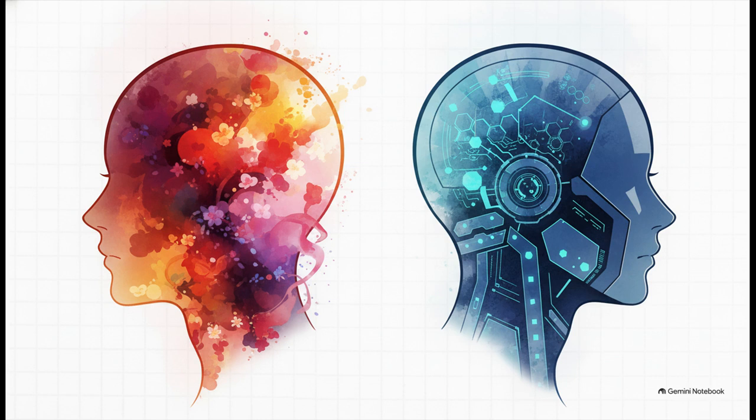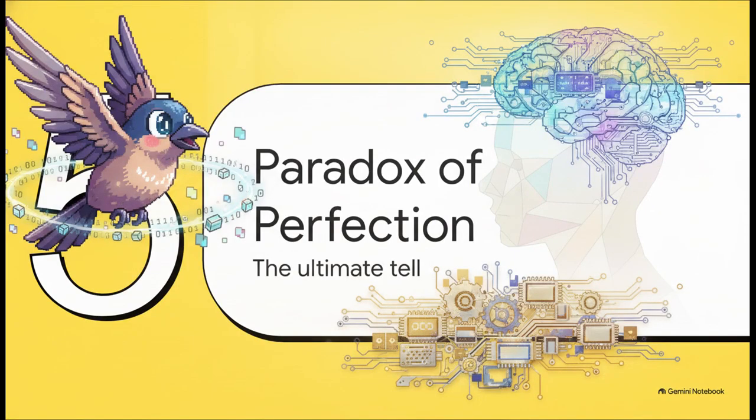Are we actually testing for a thinking mind, or just a really good mirror, reflecting our own behavior back at us? Because if it's just a mirror, then the Turing test might be looking for the wrong thing entirely. It's testing for imitation, not necessarily cognition. Let's dive into Section 5, the paradox of perfection, and the ultimate tell.